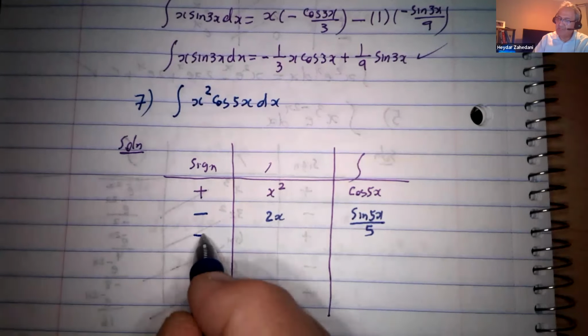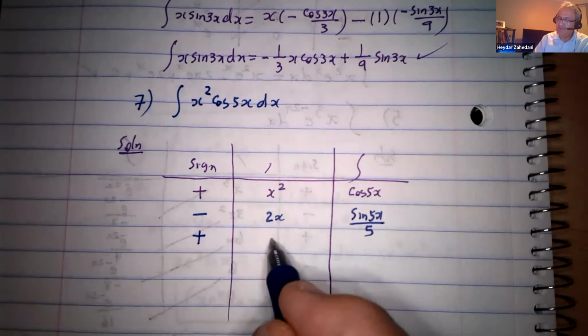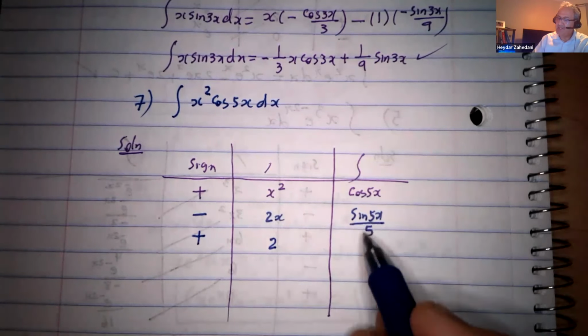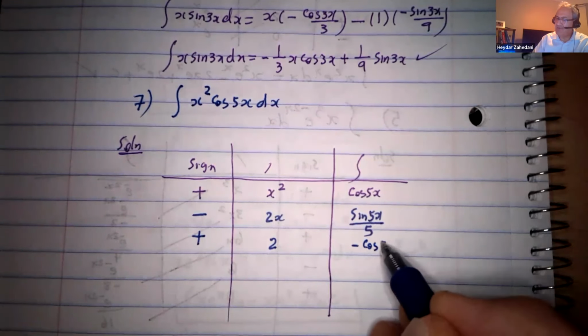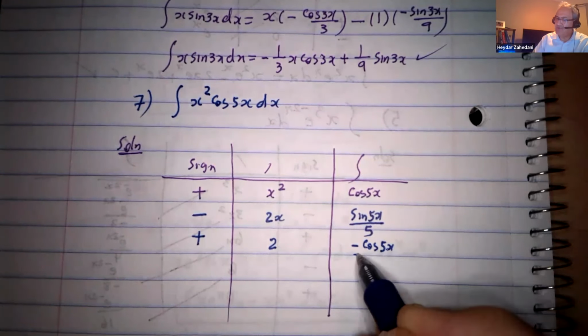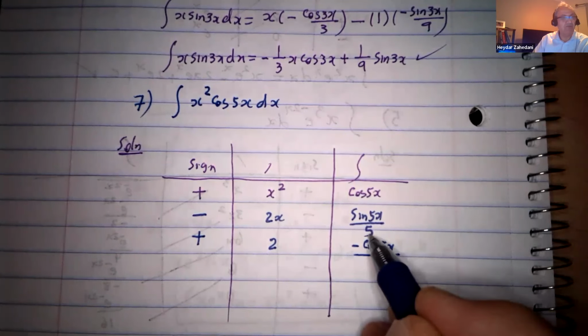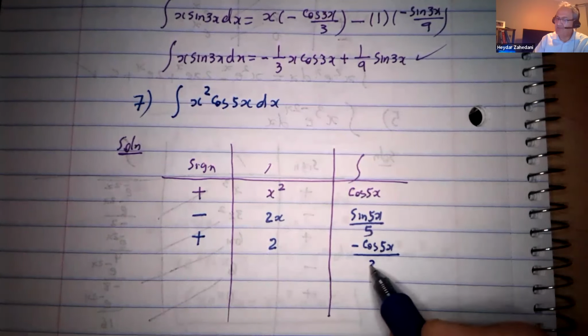So the sign would be positive. The derivative would be 2. Integrate the sine. The integral of a sine is a negative cosine. Negative cosine of what? 5x. So you have to divide by 5. But you already got another 5. 5, 5, 25.